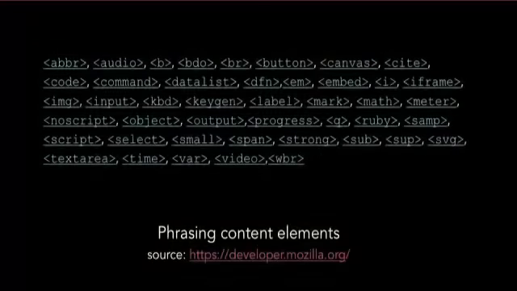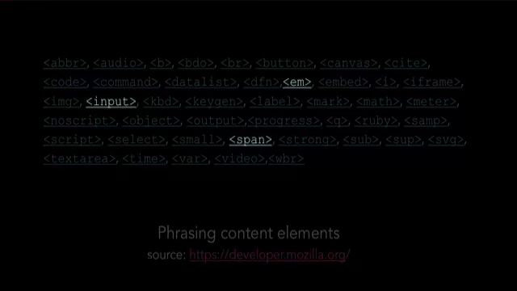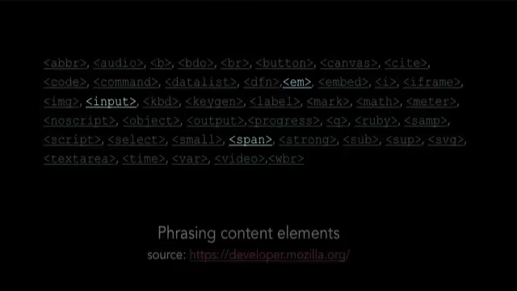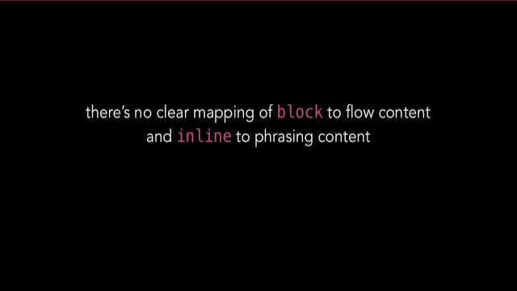The list of phrasing content elements doesn't include a lot of the block-like elements from flow content, but it does include things like em, span, and input, which are also in the previous list. It turns out there's no one-to-one mapping of block to flow content and inline to phrasing content, so we better look elsewhere.